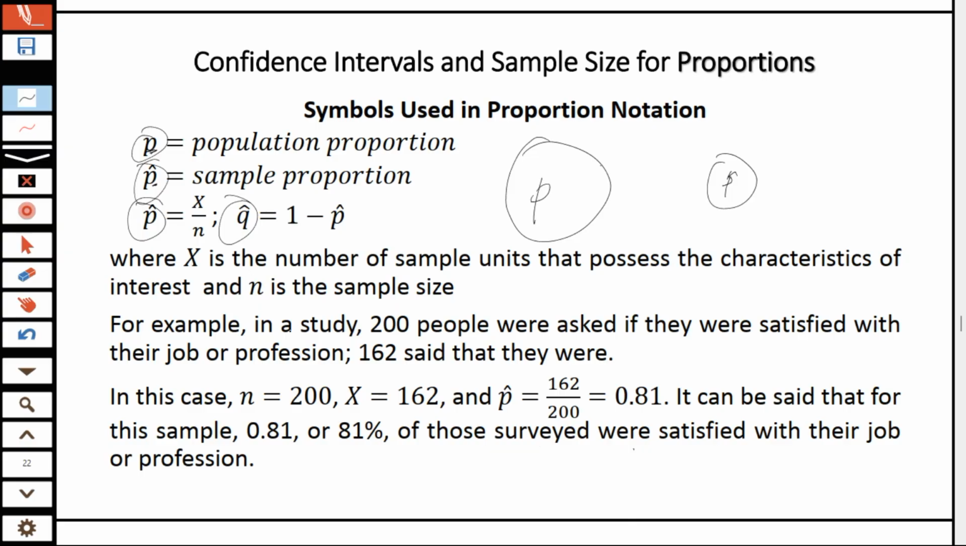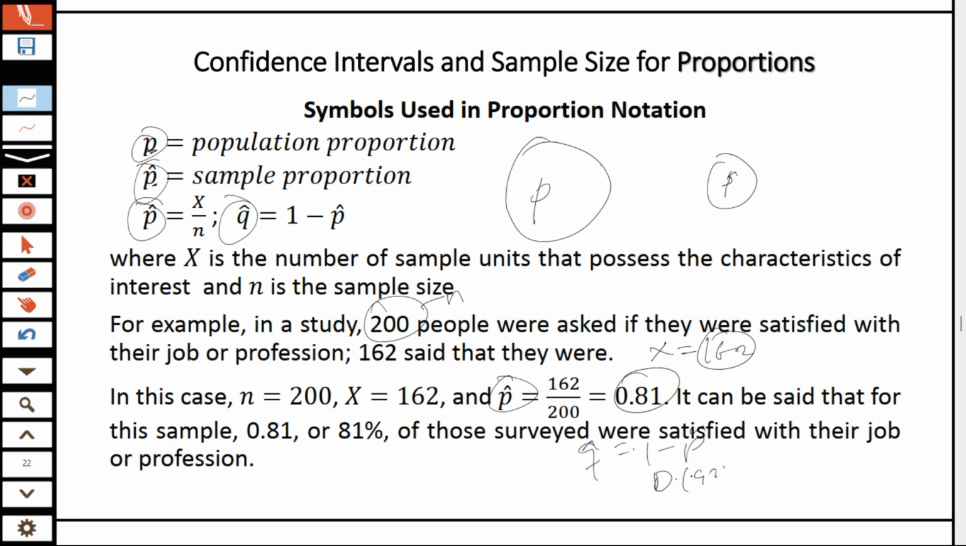For example, in a study, 200 people were asked if they were satisfied with their job or profession. 162 said that they were. So the x, as you can see here, is 162, those who said that they were satisfied. And these 200 people will be our n. So here our p hat will be x divided by n, which is 162 divided by 200, of which I'm going to get 0.81. Once we have our p hat, we can get our q hat, which is equal to 1 minus p hat, of which we are going to get 0.19.